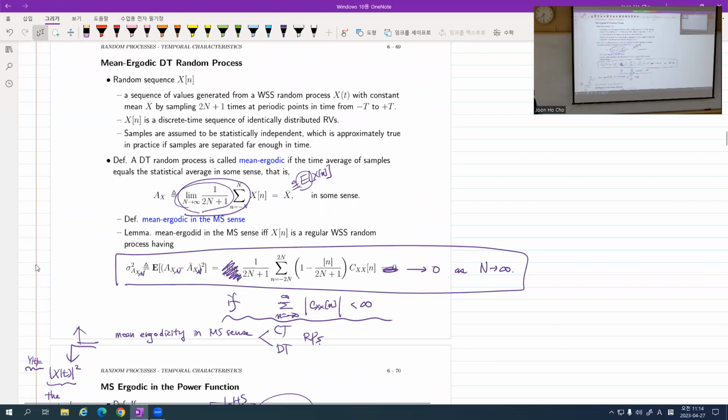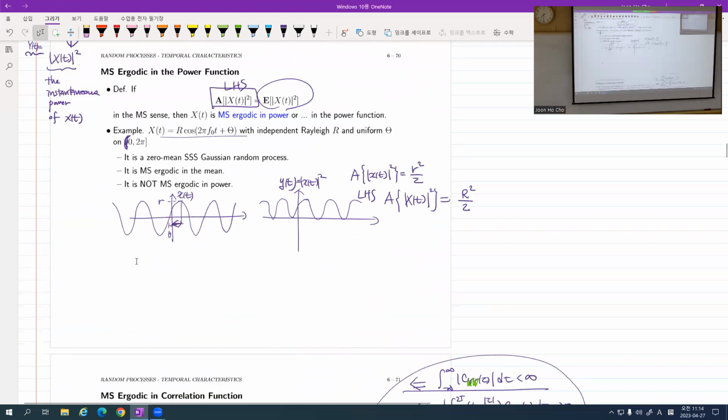And same here for the discrete time case. This is the necessary and sufficient condition. And there is one more sufficient condition. And this is the kind of second sufficient condition. The covariance function is absolutely summable in this case.